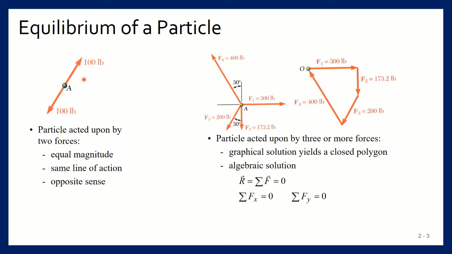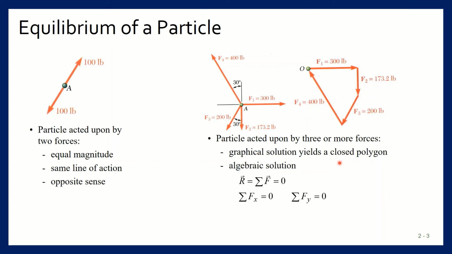Now suppose more than one force is acting on the body. So this is the body or particle A, and there are four forces acting: F1, F2, F3, and F4. Now when you calculate the resultant of these four forces, and if the resultant is zero, then this particle will be in equilibrium. Now the resultant can be calculated by using the graphical solution.